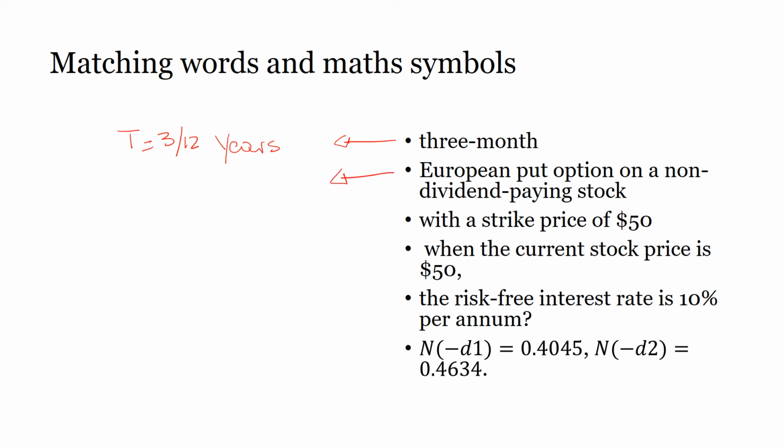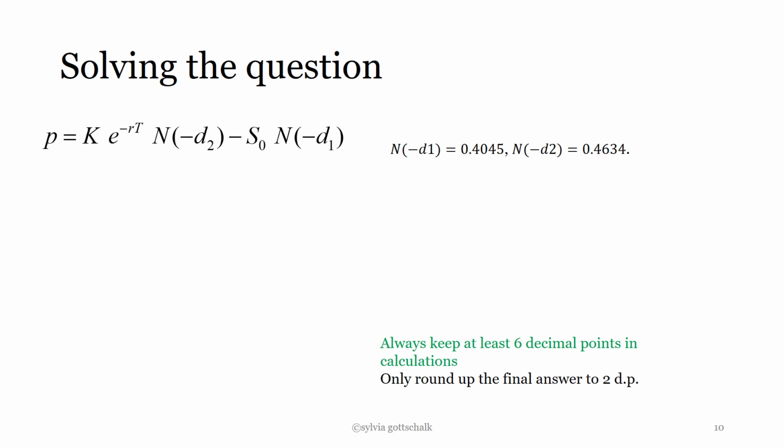Second, European put option means you use the formula P and not C. Strike price equals 50 means your K is 50. Current stock price means S0 is 50. So current, remember, T equals 0 means today. That's why current is S0. And risk-free interest rate means your R is 0.10 or 0.1. And this you don't need to worry about, because it's given to you. Putting it all together, we have seen that the K is 50.